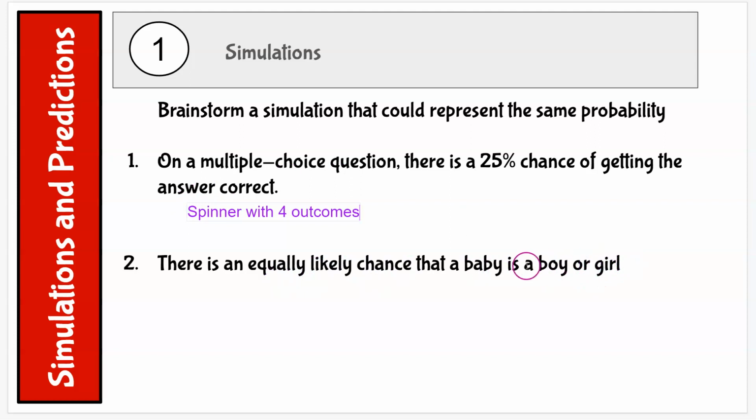There's an equally likely chance that a baby is a boy or a girl. So something that's similar to that. How about flipping a coin? You still have a 50-50 chance of a coin landing on heads or tails. So those are simulations we could run to predict, rather than waiting on babies to be born. That takes a while. We could flip a coin and predict what the gender of the baby is going to be.